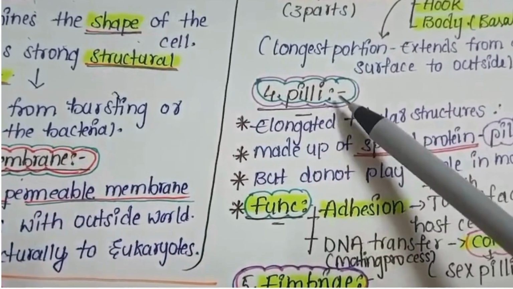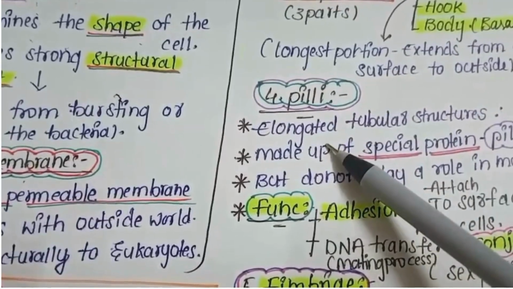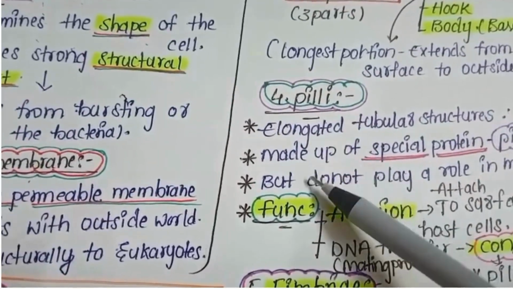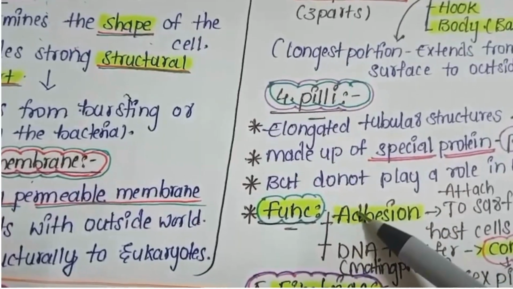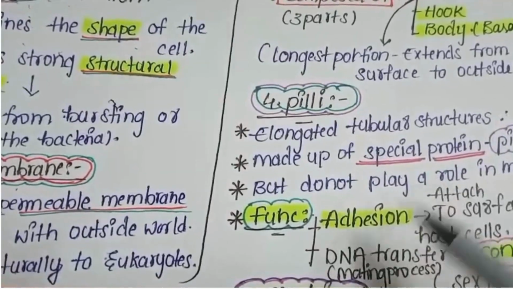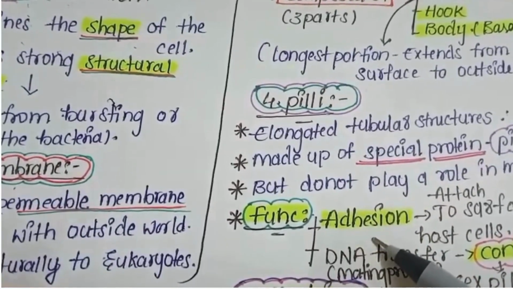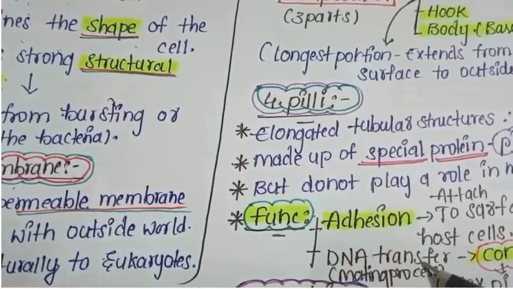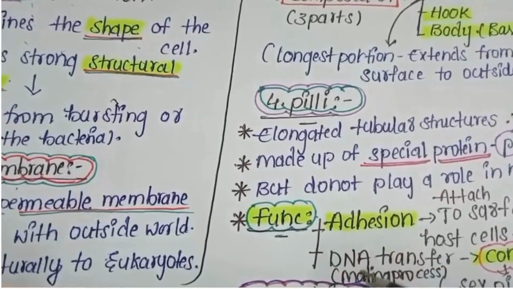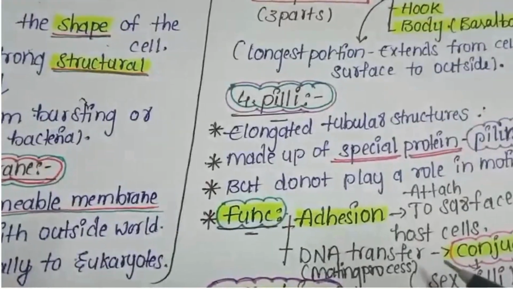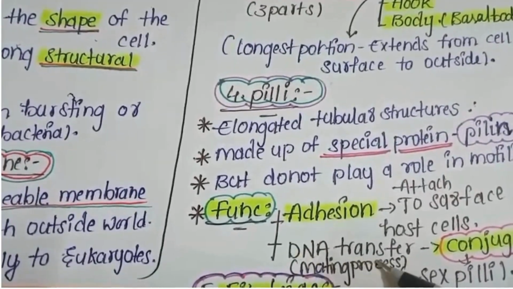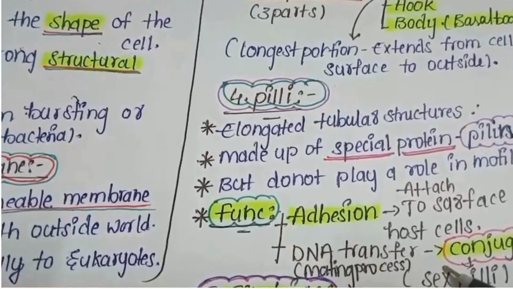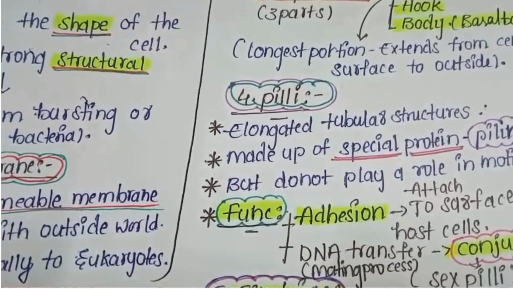Let's discuss pili, which are elongated tubular structures made up of a special protein known as pilin. Even though they do not play a role in the movement of the bacteria, they help in adhesion of the bacteria to the surface of host cells, and they also help in DNA transfer during conjugation, which is why they are also known as sex pili.